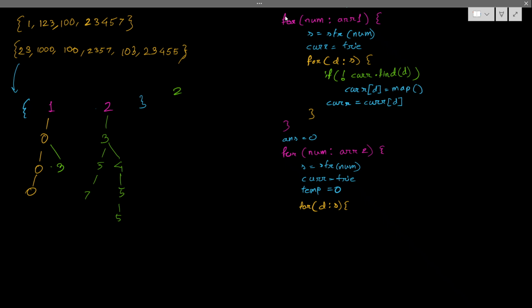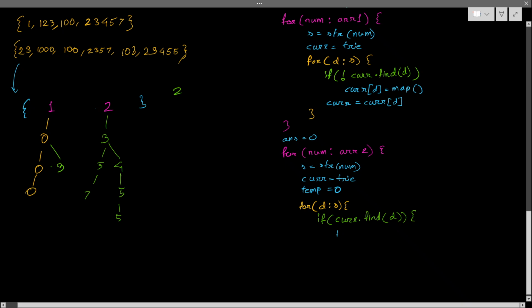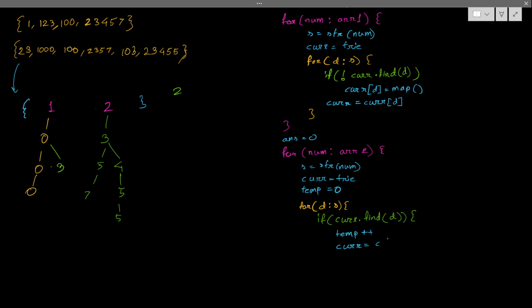I will check whether it is present or not. If present, then I'll do something. If current dot find of my digit is present, I'll simply increase my temp. So temp plus plus. Another thing I can do: my current has to go to the next point, so current equals current of D.